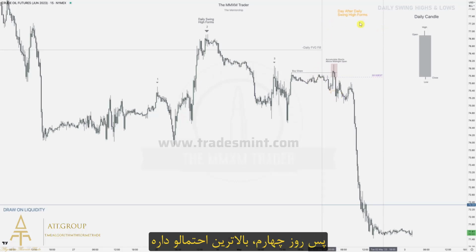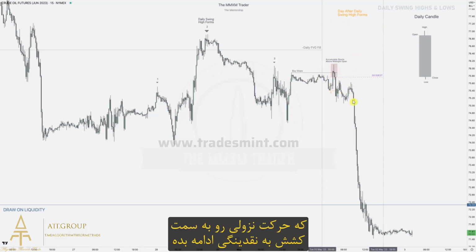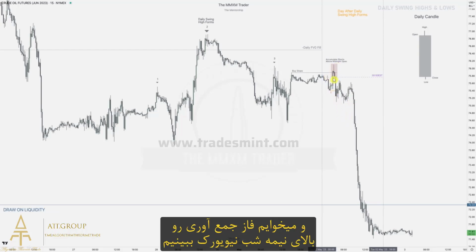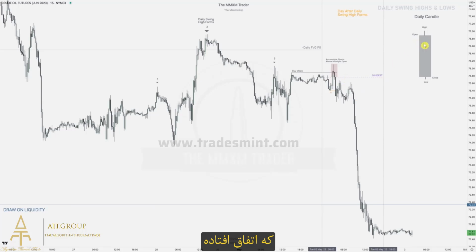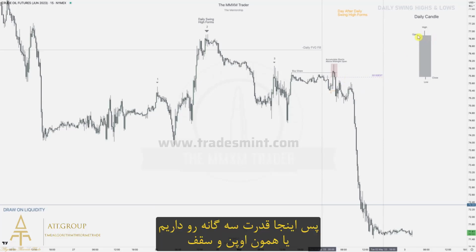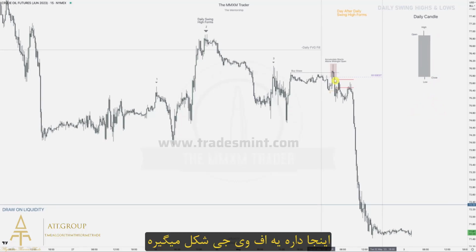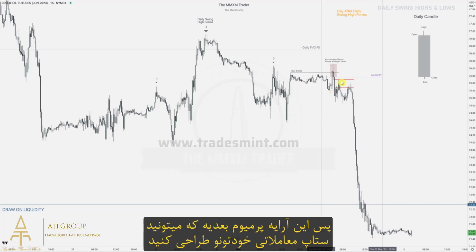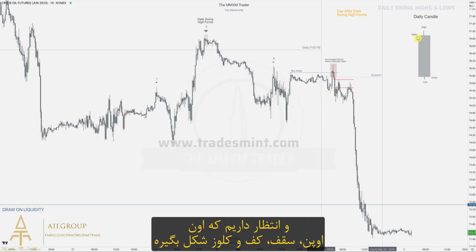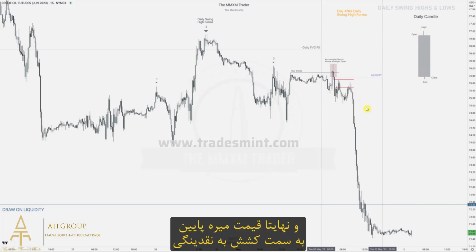So day number 4 is the highest probability day to continue down into our draw on liquidity, and we want to see that accumulation above New York midnight, which happens. So we've got that power of 3, that open high, and then we're aiming for that low to expand and then close out the day bearish. We're forming a fair value gap, so this is the next premium array where you can frame your trade setup from, and we're anticipating that open, high, low, close to form. Day number 4, very important, and eventually we draw down into our draw on liquidity.